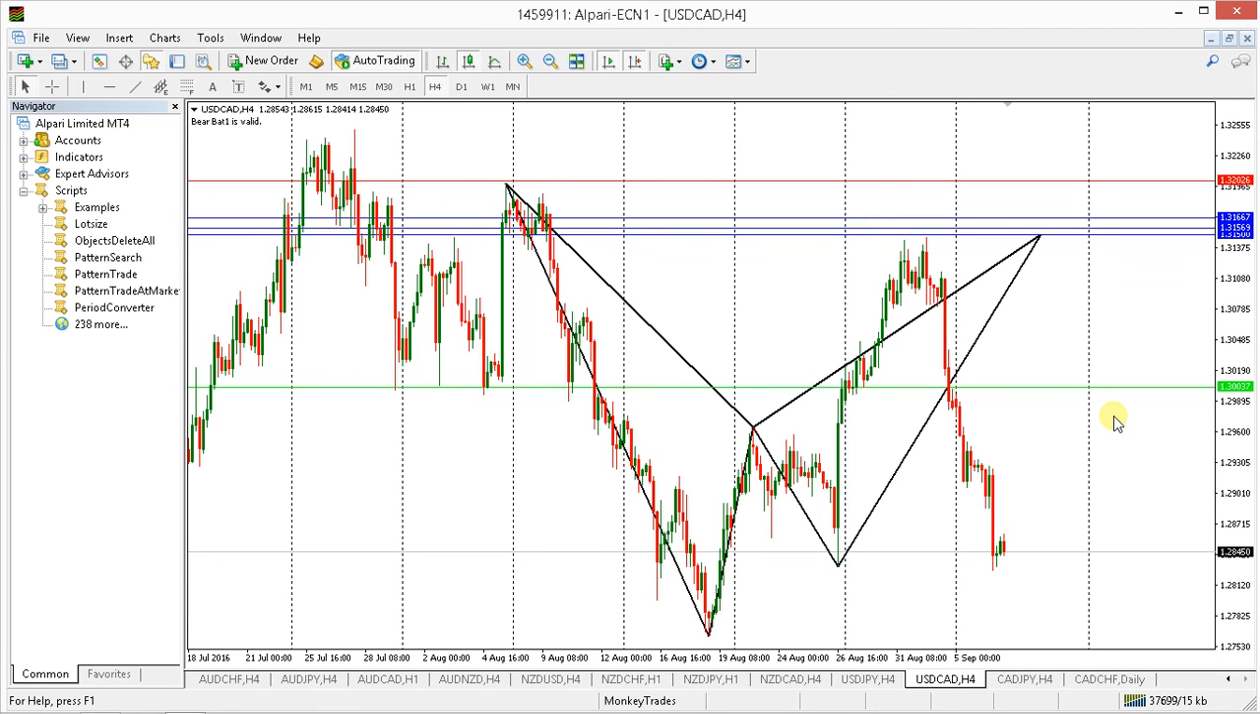Okay, what else does it have? It has 2 times extended AB, and it has 1618 times extended BC. And bat pattern 2 is a bat pattern that has B point within the 50% to 618 range, and it has 1618 times extended AB and 127 times extended BC. Well, guys, hope you enjoyed this video, the two types of bat patterns.